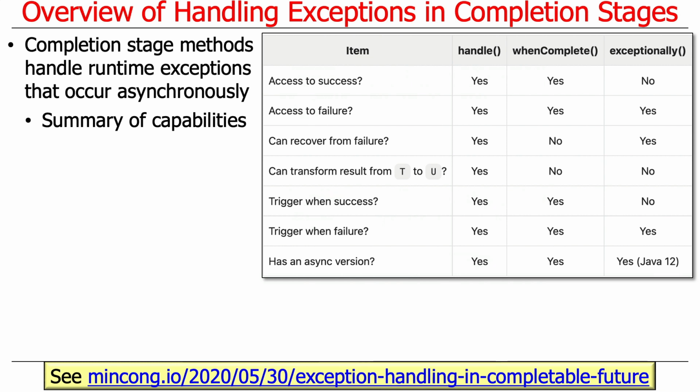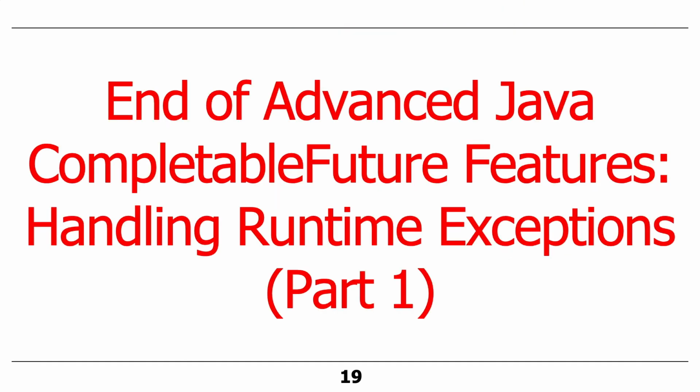Here's a nice summary of the capabilities of these three categories of exception handling methods. You can read this article to see more about this, but you can see whether they will give you the results for success, results for failure, whether you can recover from failure, yes or no, whether you can transform results, and so on and so forth. This is a nice thing to look at if you ever want to get a bird's eye view of how these different methods compare and contrast. So that's a quick overview of the exception handling methods. Let's now take a look at an example that makes it a lot more interesting and more clear.